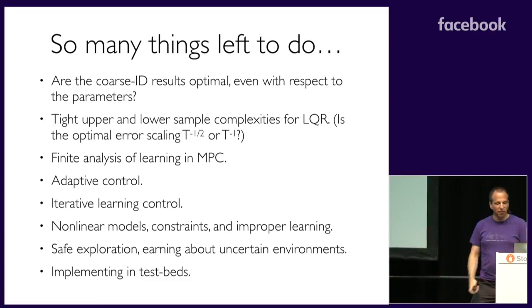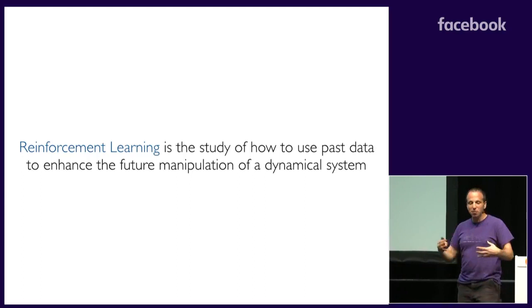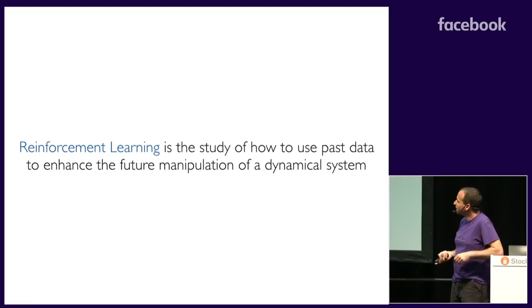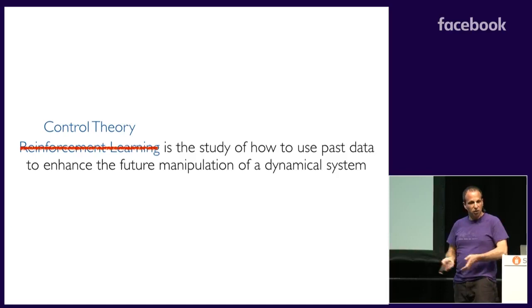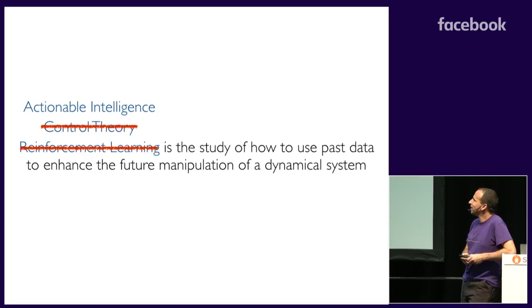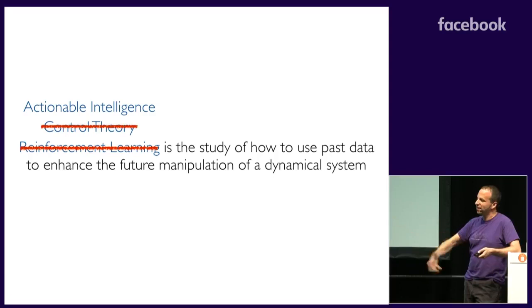And since there are so many things left to do, looping back to the beginning, it seems like reinforcement learning is this critical problem that we really have to start tackling, right? I don't think that control theory itself is going to solve all the problems we want to solve with these tools. And so in some sense, it's a little funny, but I figure we just need a new name. I know it's tongue-in-cheek to call it actionable intelligence, but we need a new name because I think this has to be an inclusive effort.